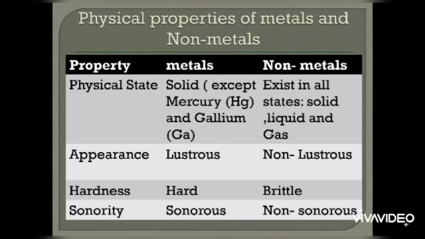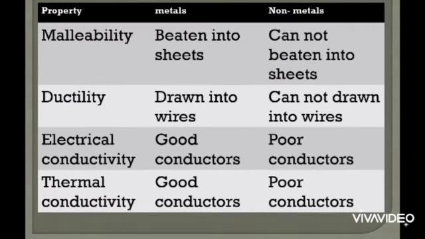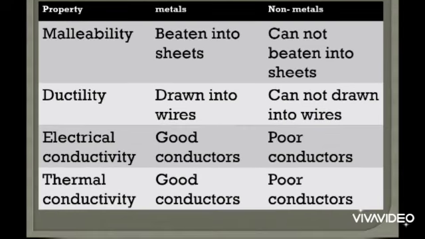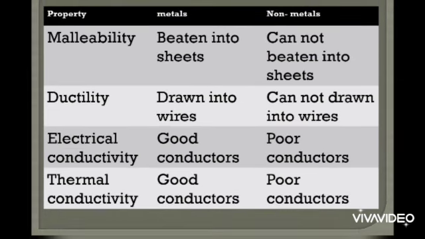The next property is malleability. Malleability means the ability of a substance to be drawn into thin sheets. All the metals are malleable in nature and can be easily beaten into sheets. And all the non-metals are non-malleable. They cannot be beaten into sheets. The next property is ductility. All the metals are ductile in nature, meaning they can be easily drawn into wires. And all the non-metals are non-ductile in nature. They cannot be drawn into wires.